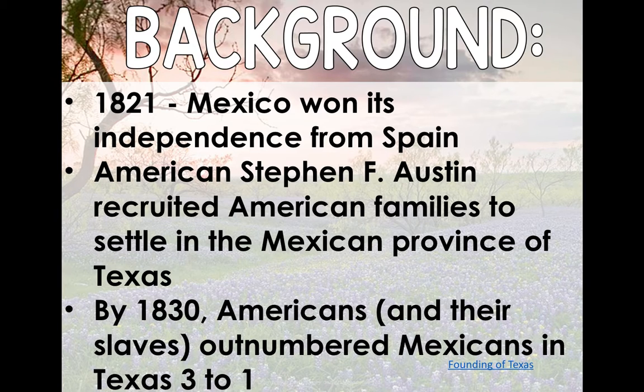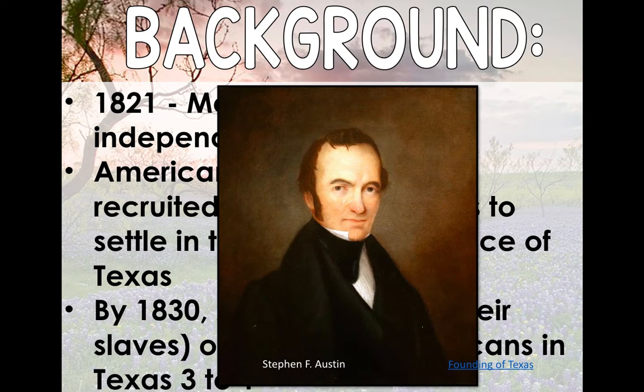By 1830, the Americans and the slaves that they're bringing in through the American South start outnumbering the Mexicans in Texas about 3-1, and that number continues to increase over time. So there's a picture of Stephen Austin. We're going to talk about him again in a little bit, but let's continue with our background.